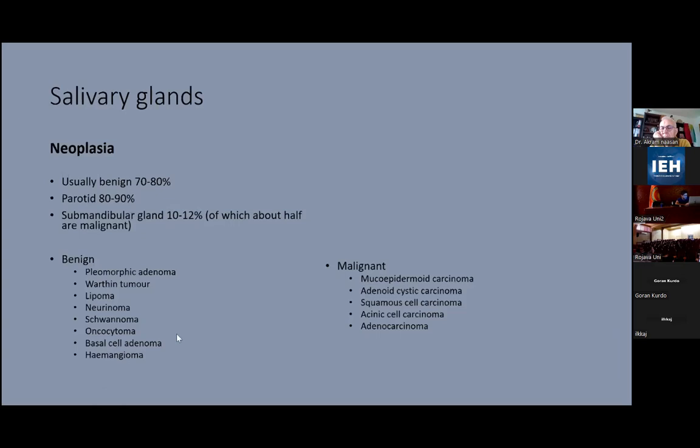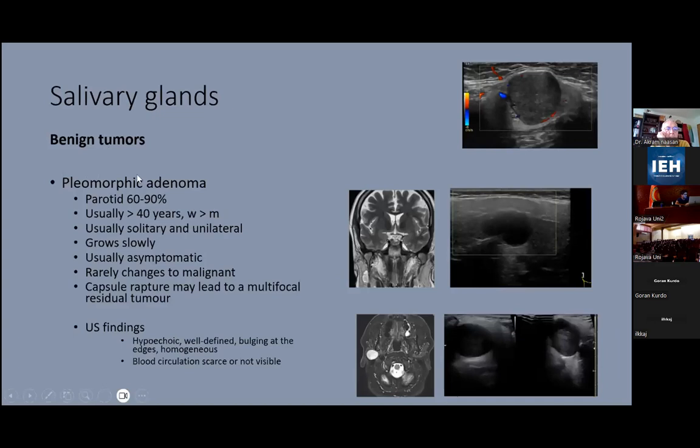The most common benign tumor is the pleomorphic adenoma, which makes up 60 to 90% of all tumors of the parotid. It usually occurs in women over 40. They are usually solitary, sometimes there might be more, but usually solitary and unilateral. It grows very slowly, it's asymptomatic, and rarely changes to malignant. But during surgery, the surgeon should be very careful, because the capsule should not be ruptured as it leads to multifocal residual tumor.